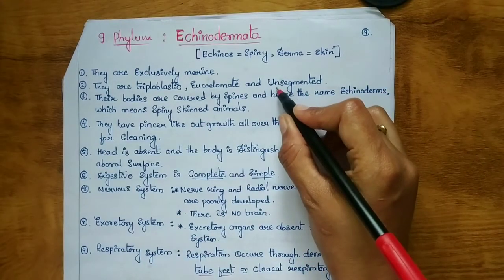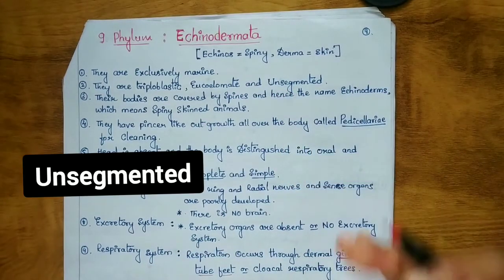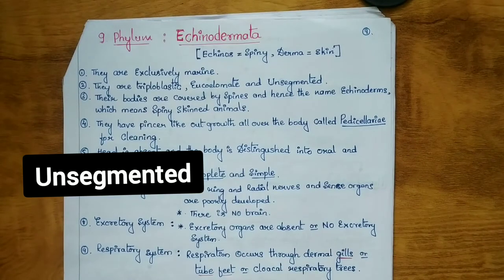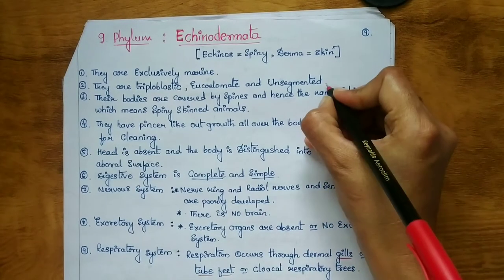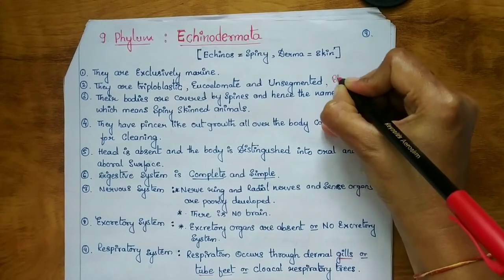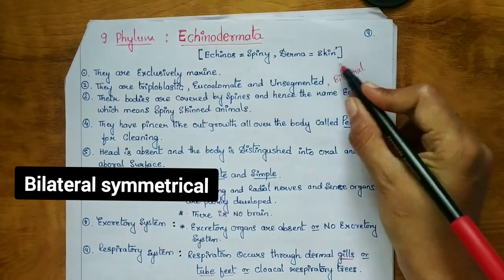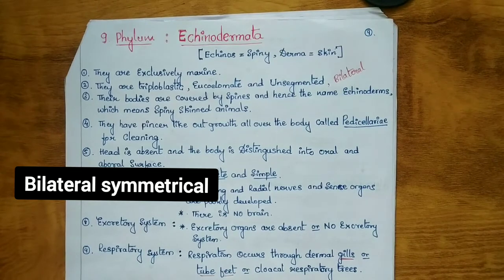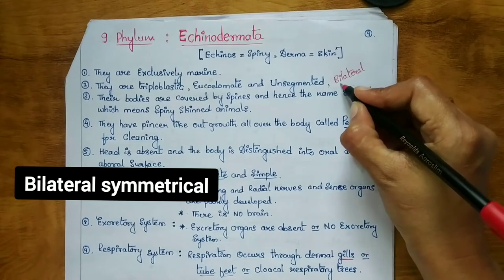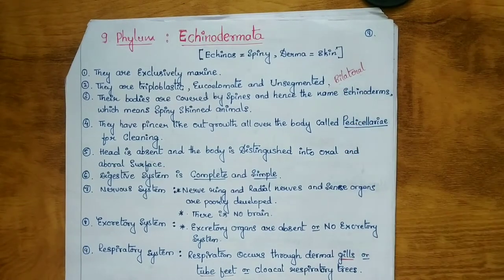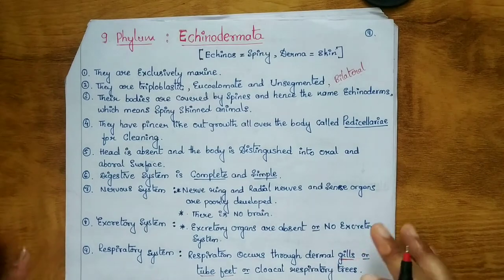And their body is unsegmented. They don't have any segments on the body. And one more point which I would like to add is they are all bilaterally symmetrical, which means the body can be cut into identical left and right halves by only one plane. And in the case of starfish, which possess pentameral symmetry, that is the exam point you have to remember. Then let us move on to the next point.